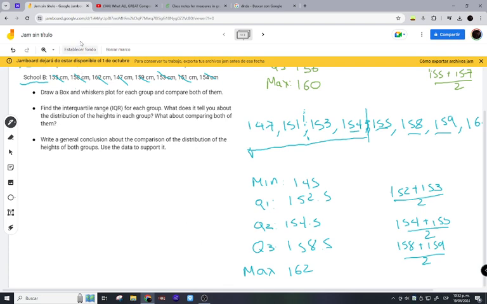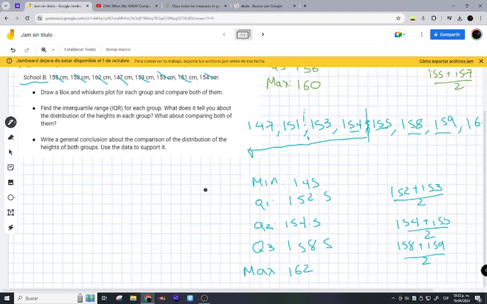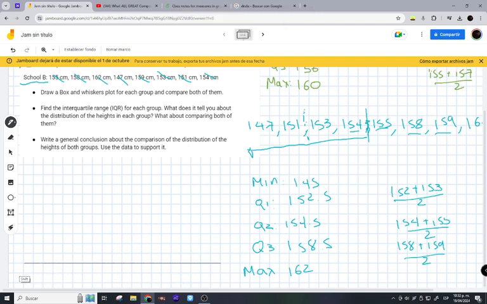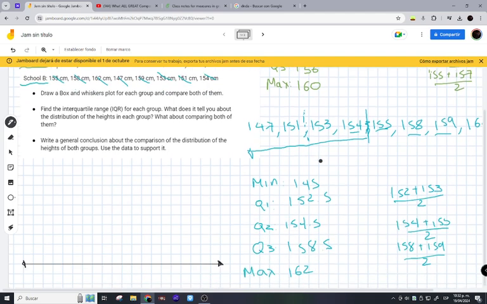So if we are going to compare two box and whiskers plots, the most convenient thing that you can do, oh, I think I can have a grid. The most convenient thing that you can do is to plot them over the same axis or scale. Remember, one of the most important aspects of box and whiskers plot is a proper scale to reference the spread of the groups. So let's try to find or determine a scale that works for both box and whiskers plots.